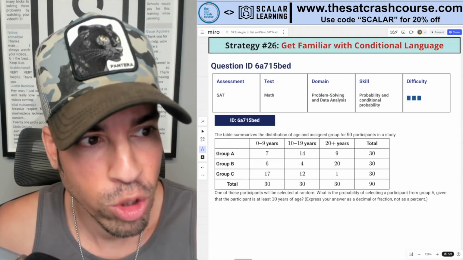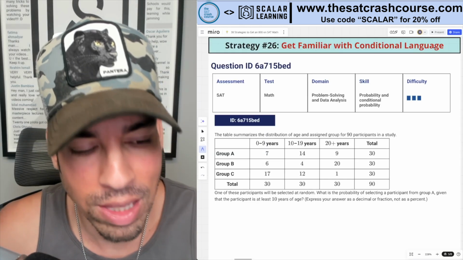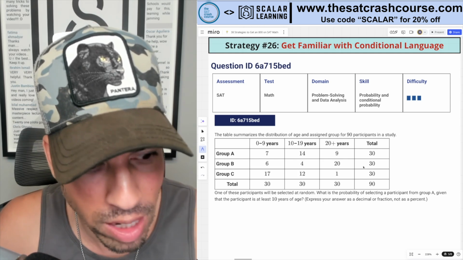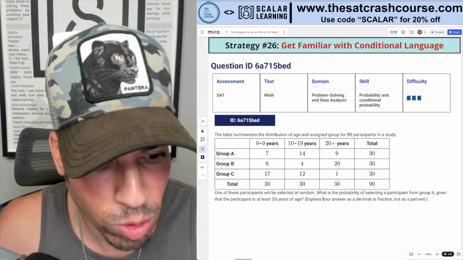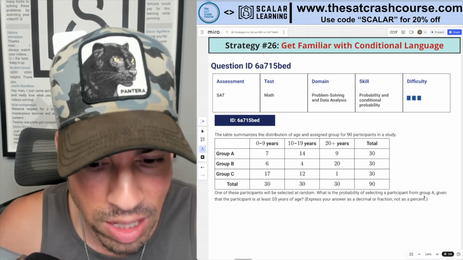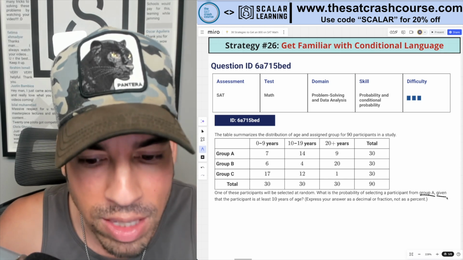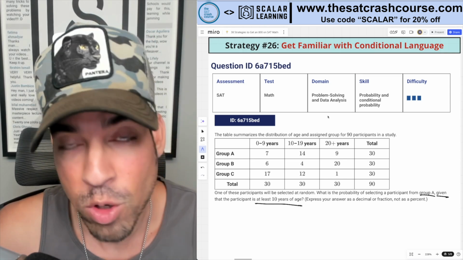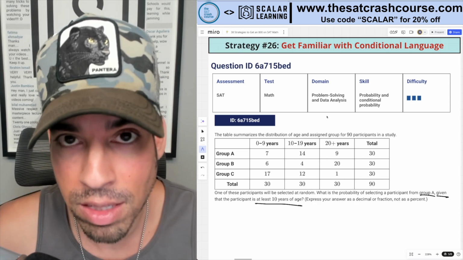Done. Strategy number 26, get familiar with conditional language. Okay, this is a conditional probability question. So we got this table, 90 participants, and one of these participants will be selected at random. What is the probability of selecting a participant from group A given that the participant is at least 10 years of age? So when they say given like that, that's the condition, right?